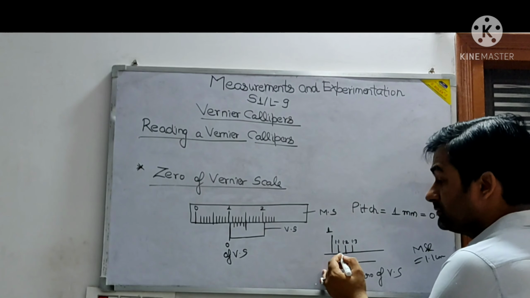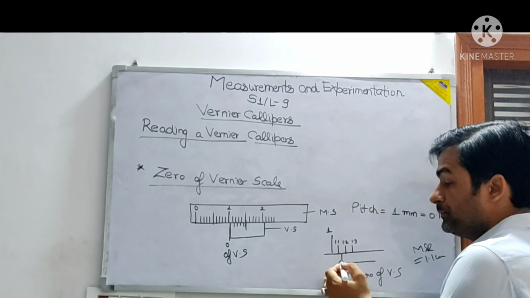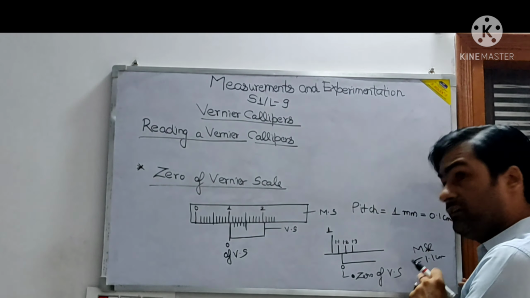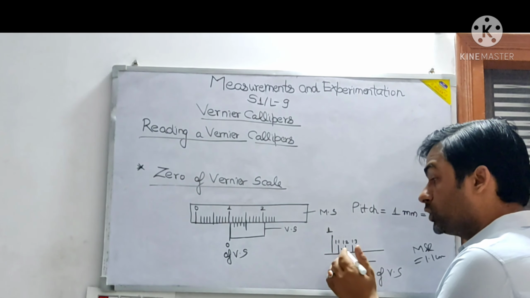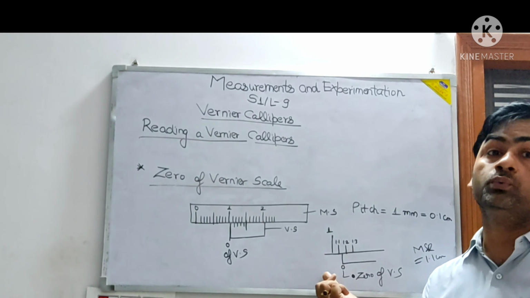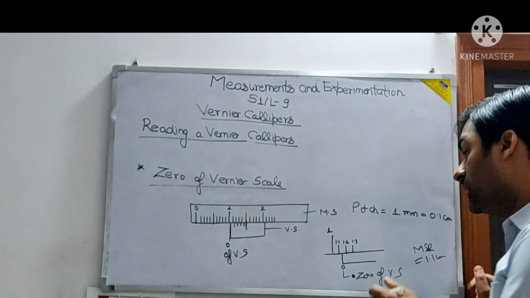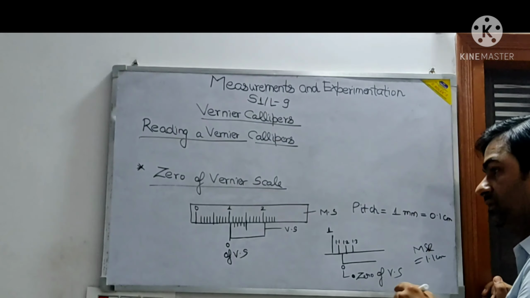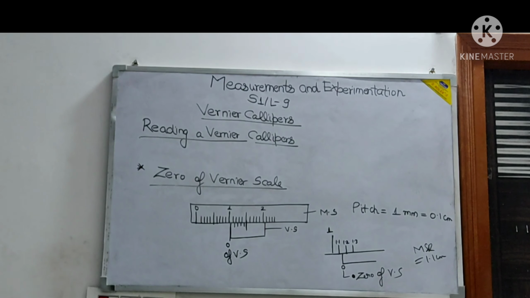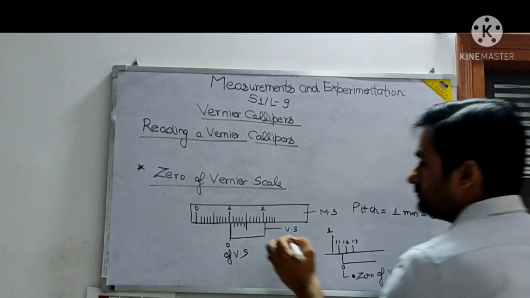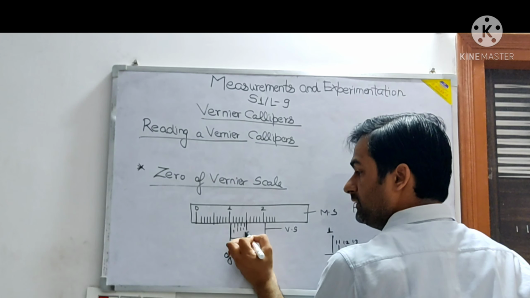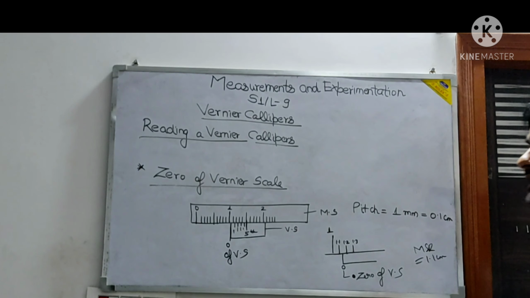Now see, it has moved to 1.1. That means zero of the vernier has crossed 1.1 but it has not reached 1.2. That's why 1.2 will not be taken. Since it has already crossed 1.1, we know. And this is the difference. For accounting for that difference only, we take the number of coinciding divisions of the vernier calipers. See here, this is the first, second, third, fourth and fifth coinciding division. Now you got my point.